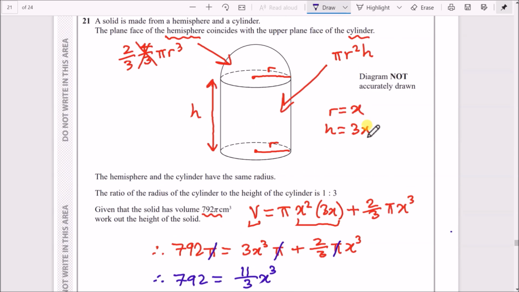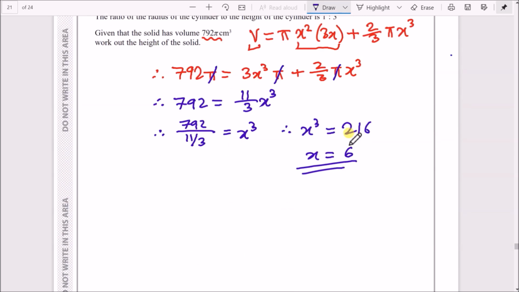And remember, x here represents the radius, right? So to get the height, it's going to be 3 times x. So 3 times 6 means the height is going to be 18. So it's 18 centimeters. And that's it, guys.